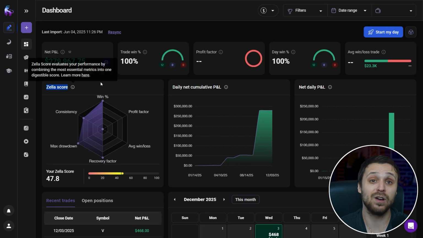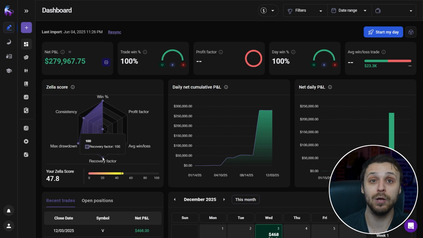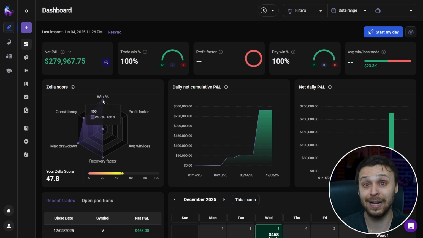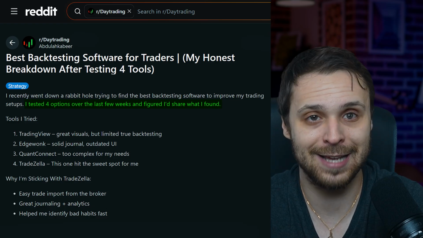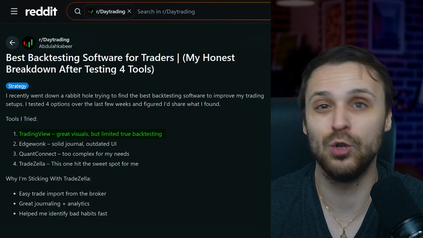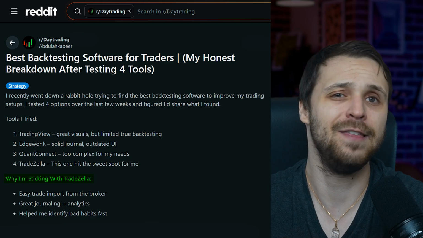They also have something called the Zella score. Think of this like a fitness tracker for your trading discipline. It scores how well you stick to your plan across both live and backtested trades. So for building consistency, this is a genius tool. I found a Reddit thread where a trader tested four different backtesting tools. He said that while the others were too limited, too complex, or had outdated interfaces, for him, TradeZella hit the sweet spot.